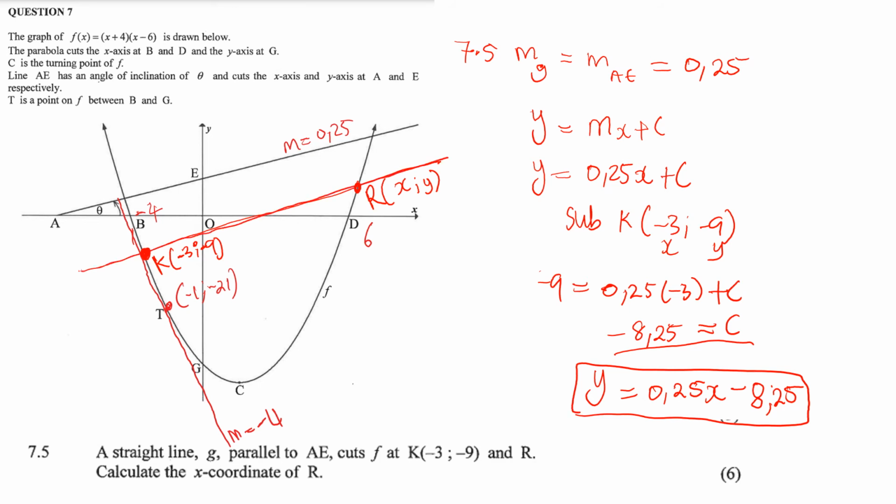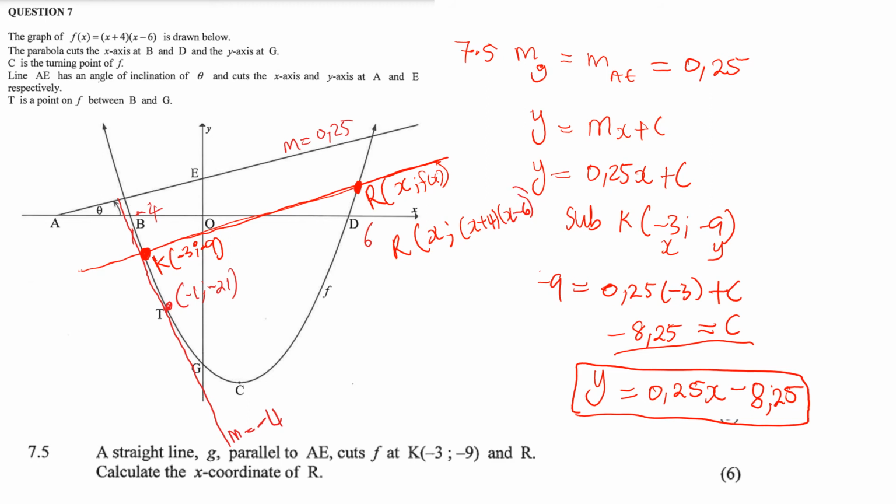All right, now after getting the equation of this line G, how can we now go and solve for the x coordinate of R? Okay, very important. To solve for the x coordinate of R, we have to rewrite R in terms of a coordinate. It's x, because we don't know it, and y. But with y, we can now replace y, because y is the same as f of x, because this R is on f. So we can rewrite R as x and f of x, which is x plus 4 into x minus 6.